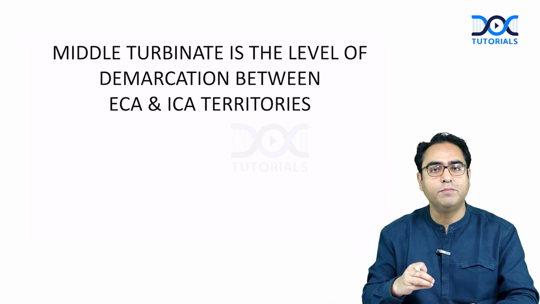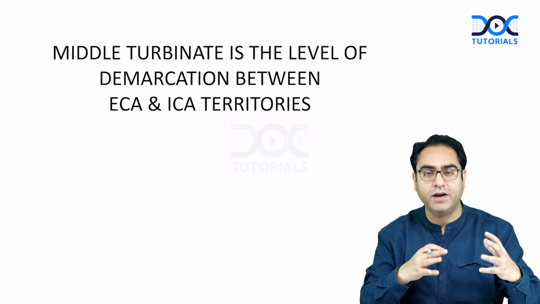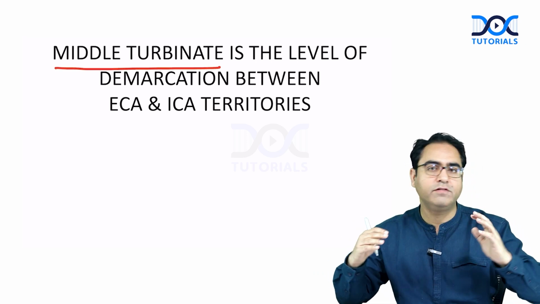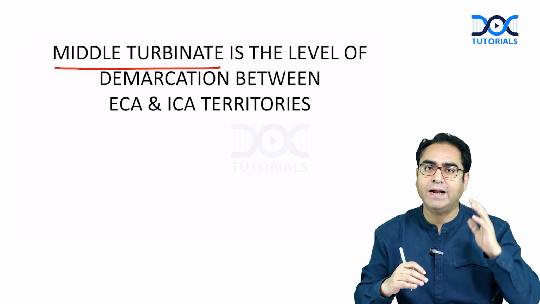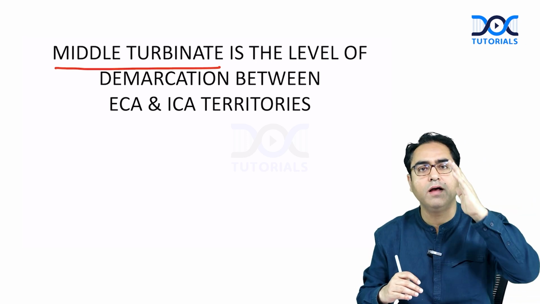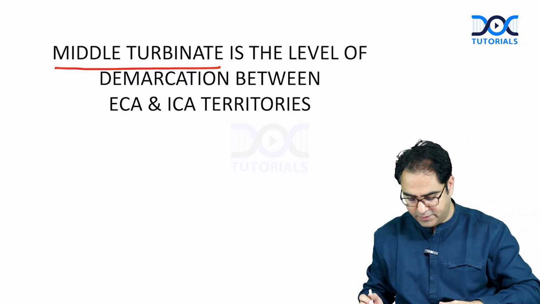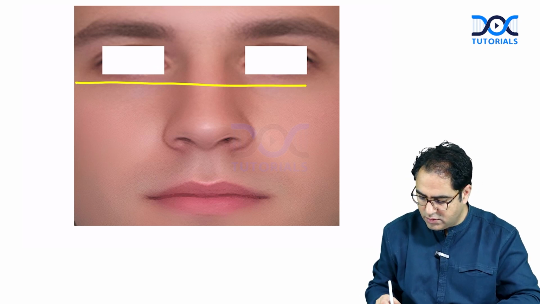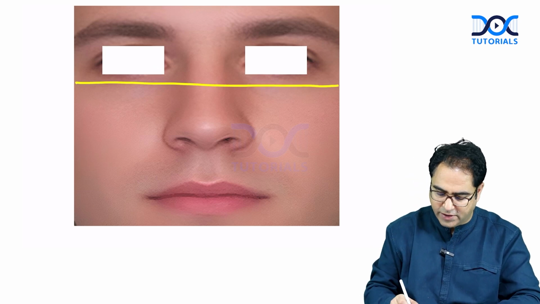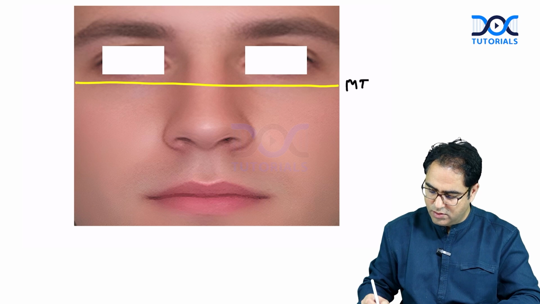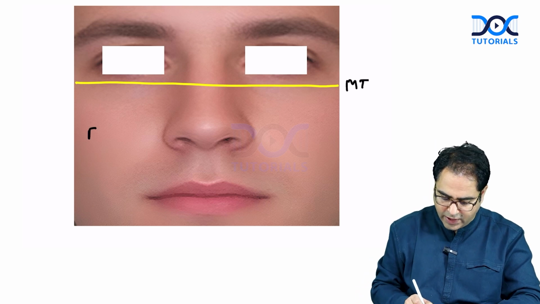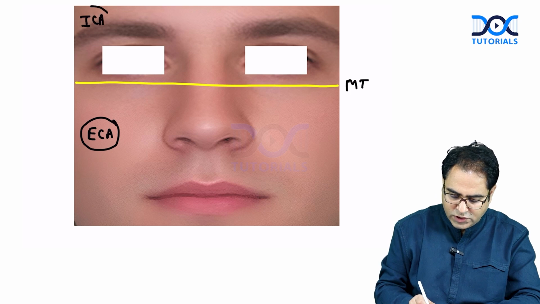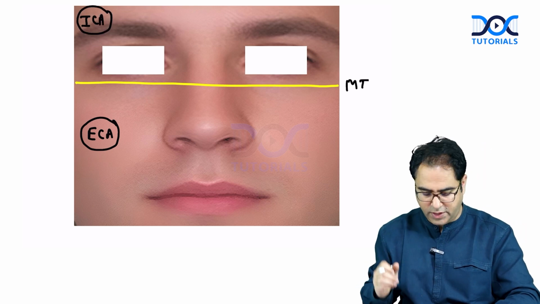The level of demarcation between the ECA territory and the ICA territory is the middle turbinate. Okay, so up to the middle turbinate is the ECA blood supply source, and above the middle turbinate, the brain side, is the ICA blood supply. Let us see over here. This is the level of demarcation of the ECA and ICA territory. Below this is the external carotid artery, and above this the circulation comes from the internal carotid artery.